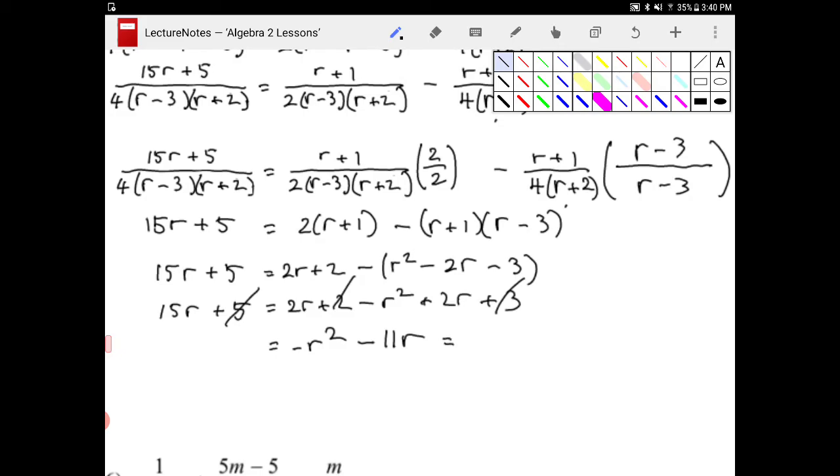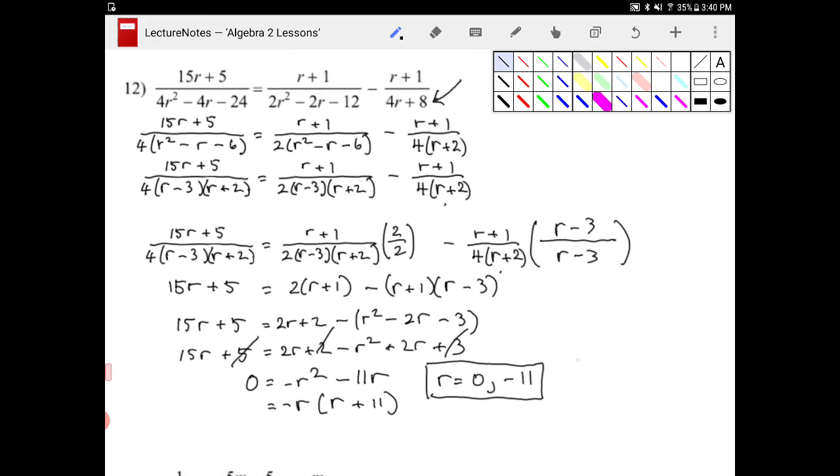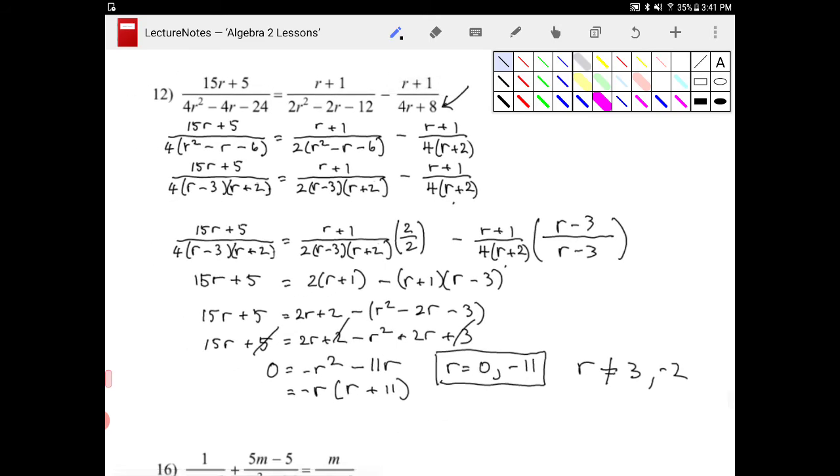So this is equal to 0, right? Because I subtract both sides by 15r. So then what I end up with is negative r plus 11. So r will equal 0 or negative 11. But what can r not equal? r cannot equal 3 or negative 2, just 3 and negative 2. And I am in the clear, so 0 and negative 11 will work.